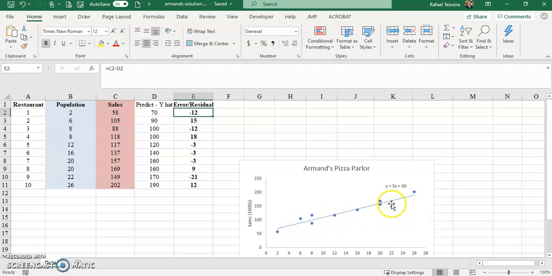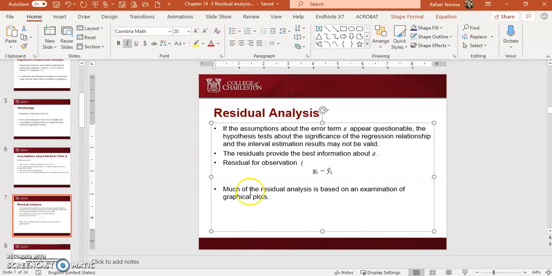This difference here, which seems to be the biggest, is the restaurant that has 22 as the population. So let's take a look. 22. Yes, that's the biggest residual, -21. So we observed 149 as sales, and our model predicted 170. So there is an error, a residual of -22, which is the difference. Okay, so this is what residuals are.